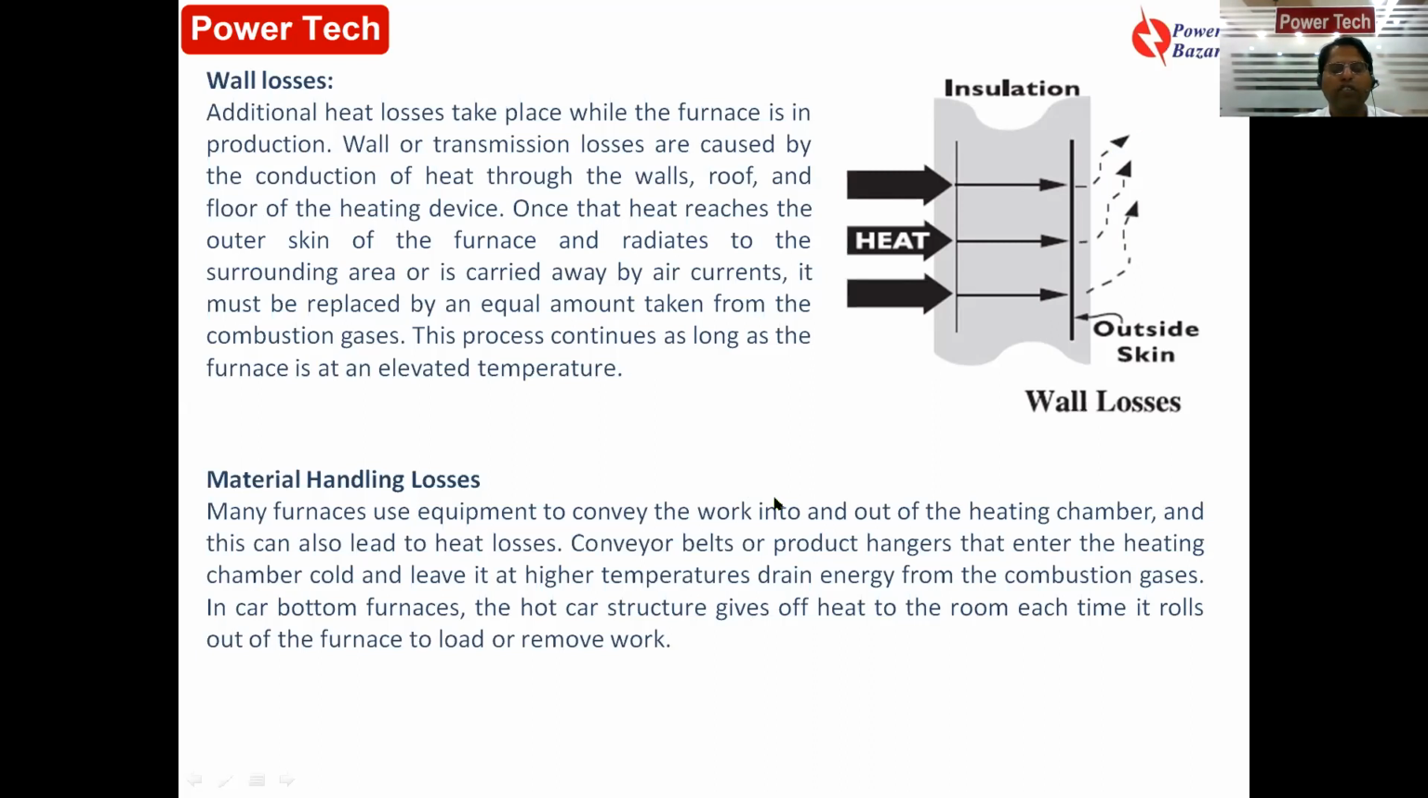Then material handling losses. Let us say you need to heat a material, but you need to convey the product into the furnace. So there will be some hangers or particularly a hot car. Sometimes in a bogie type car, you put a product and take it into the furnace. Once it is heated up or melted, you take it out. So these car structures, the hangers, or the material handling equipment which go inside the furnace are also heated up when they come out. So that heat energy is released to the atmosphere. So there are some material handling losses in the furnace.